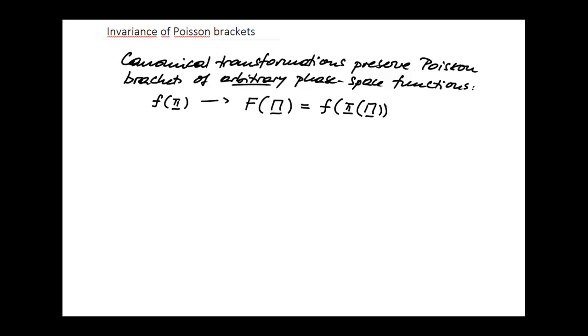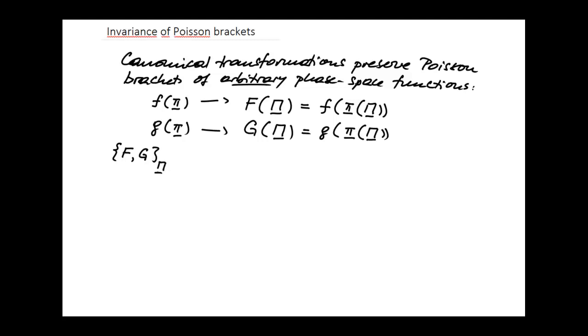And likewise, the second phase-space function g as a function of the original coordinates, and then we associate with that a new function, capital G, of the new coordinates, which is simply the original function of little pi, with the latter expressed in terms of the new coordinates. And what I would like to calculate now is the Poisson bracket of these new functions, capital F and G, and the Poisson bracket calculated in the new coordinates, capital Pi.